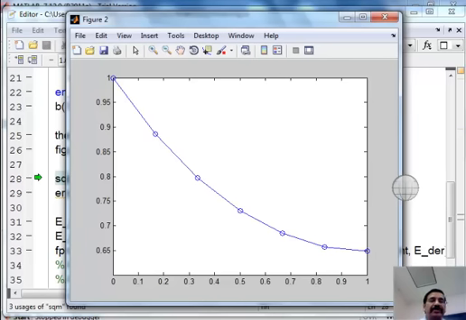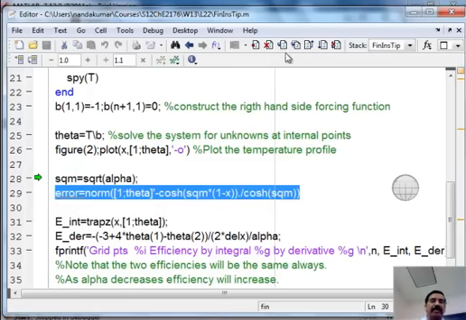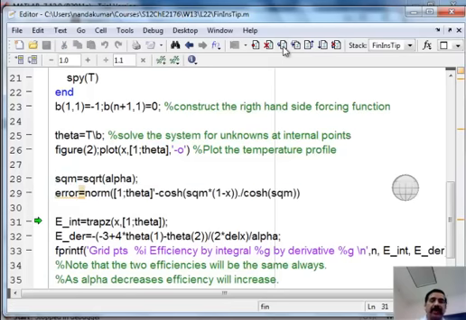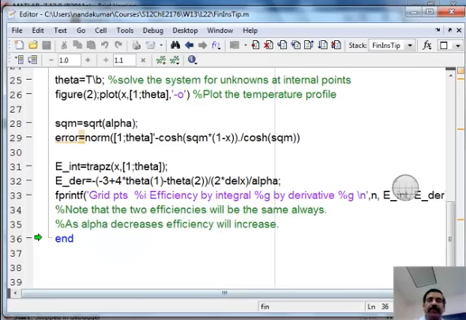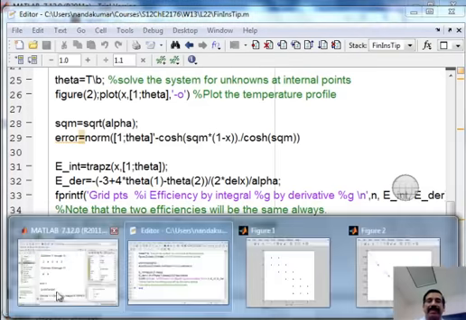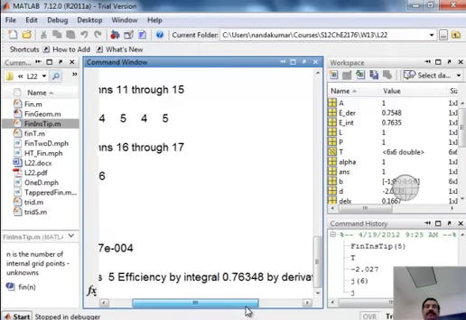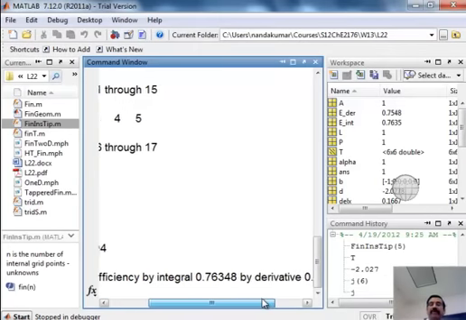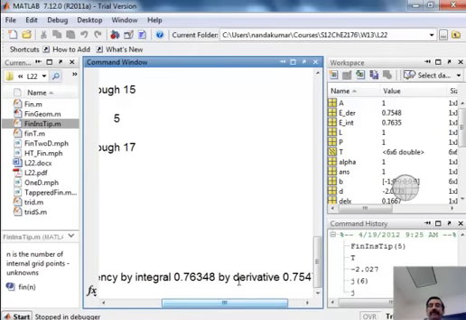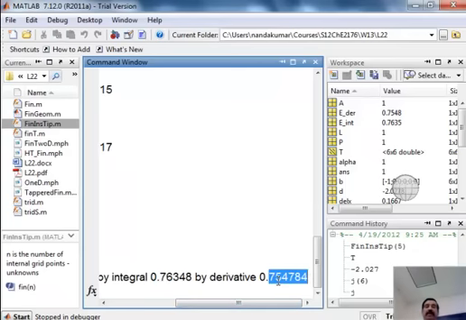But we need to continue this by calculating the efficiency from the integral and derivative method and print it out and see what those values look like. What do you expect? Here it is. From integral, the efficiency is 0.763. And from derivative, it is 0.754. Which one would you trust more? The integral. Okay. But the error is in the second decimal place because they don't agree in the second decimal place. They agree only to the first decimal place.